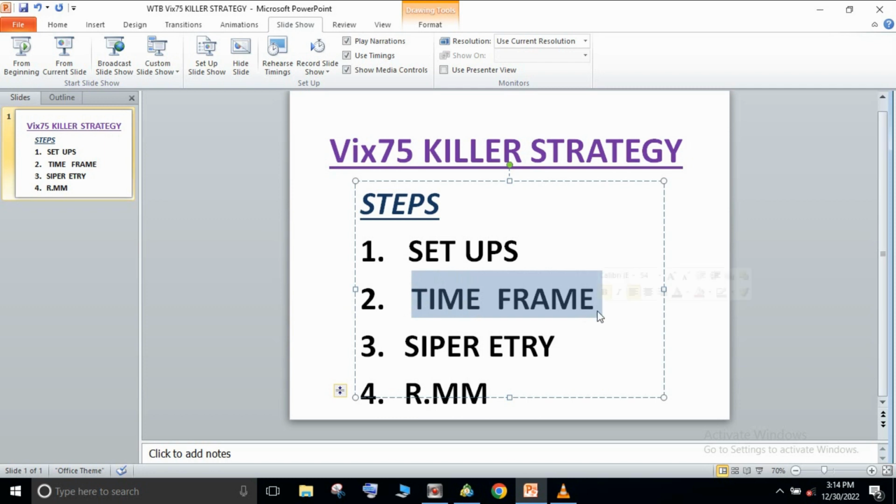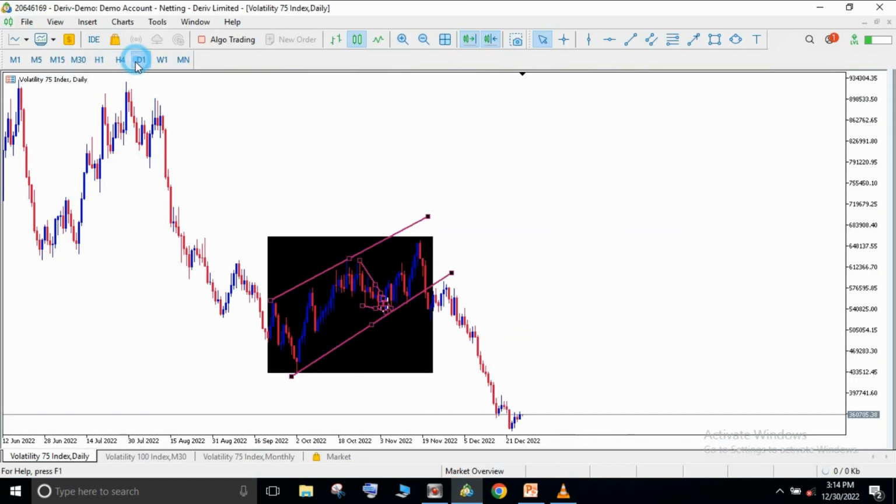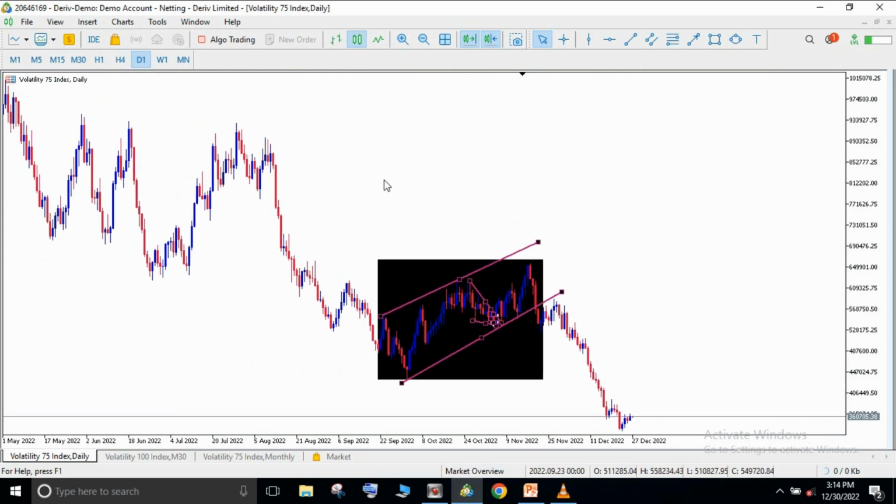Step number 2 is which is the best time frame to trade. So let us go back to daily. The daily time frame is for showing us the overall direction where the market is heading. That is the role of daily, weekly and monthly, to get the overall direction of the market.